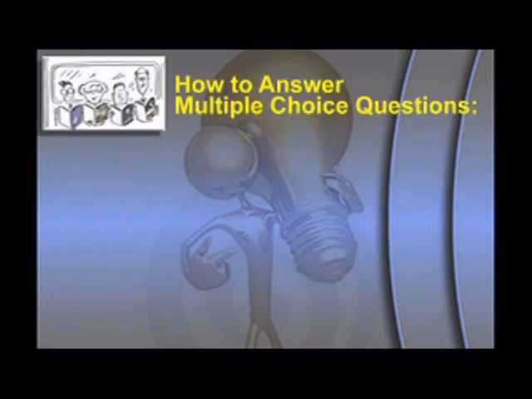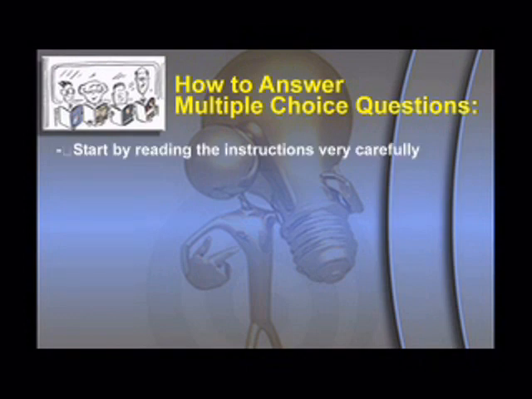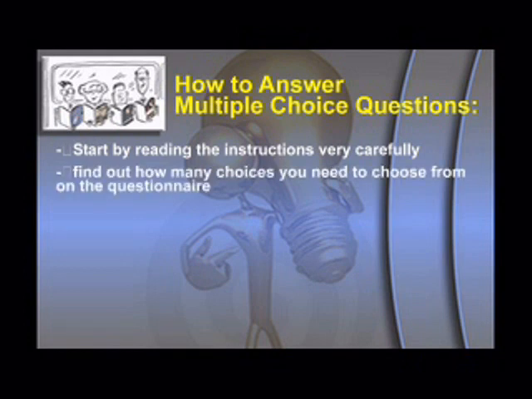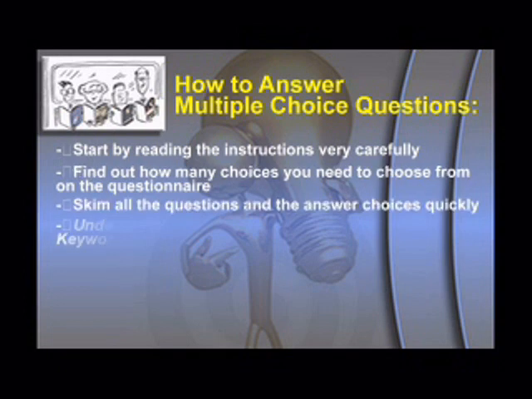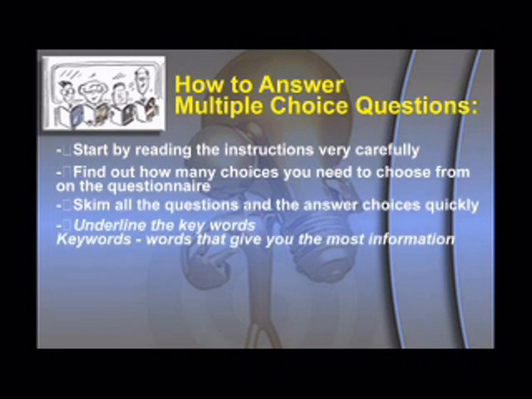So how do you answer the multiple choice questions? This is what you can do. Start by reading the instructions very carefully and find out how many choices you need to choose from on the questionnaire. Skim all the questions and the answer choices quickly. As you do this, underline the key words. These are words that give you the most information.